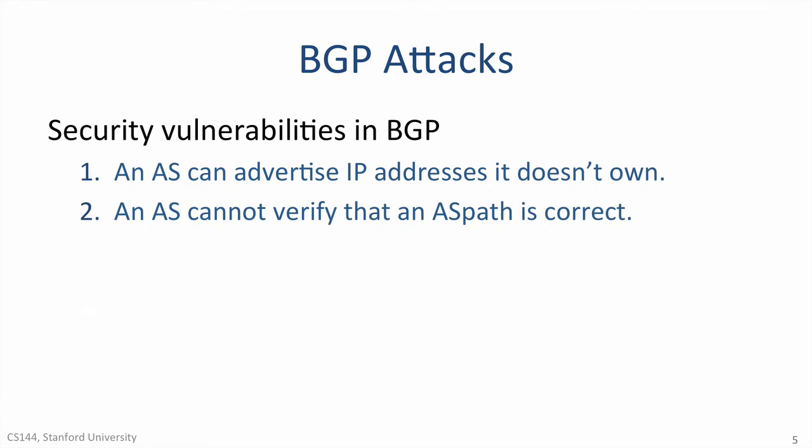Furthermore, an AS cannot verify that an AS path is correct. There is no way for a BGP router to know if the sequence of ASs leading to an advertised prefix actually leads to the correct destination or not.